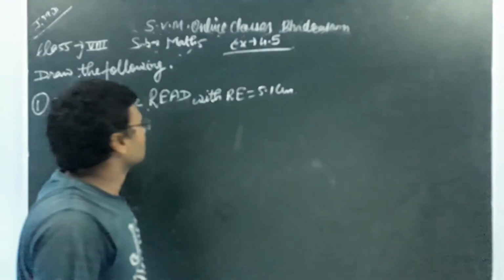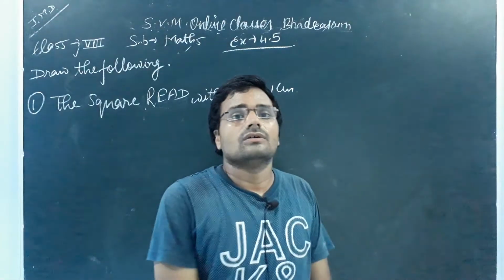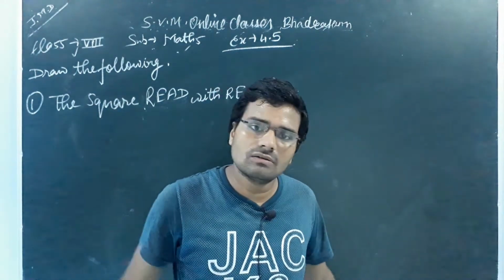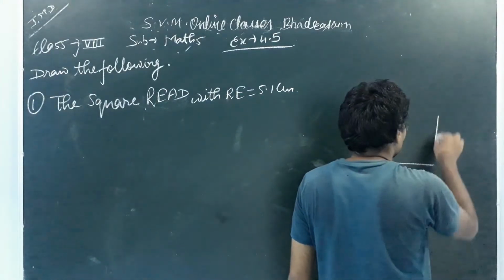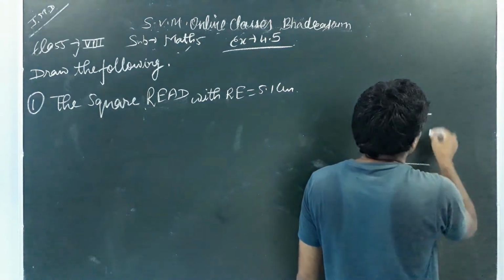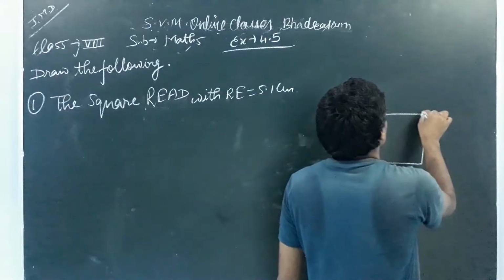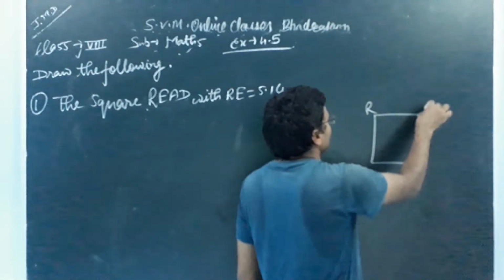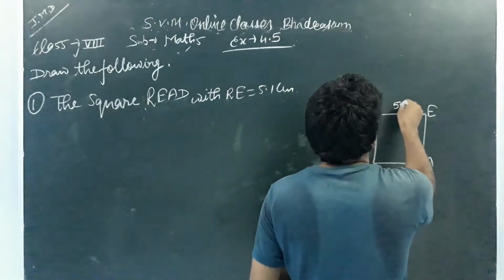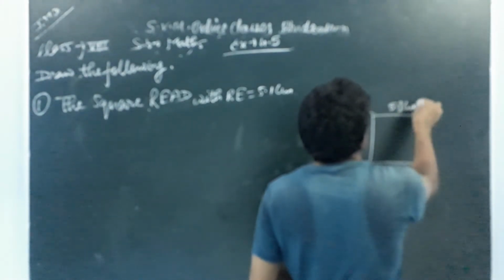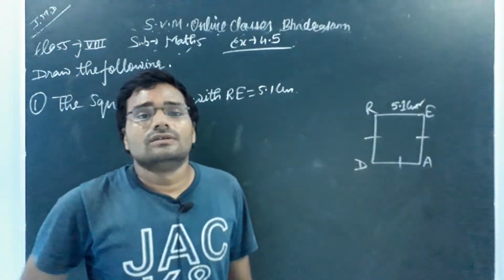Actually we have to draw a square, and as we know very well, in a square all sides are equal, always equal. This is our square READ, whose one side is 5.1 centimeter. Got it? Now all the sides will be of the same measurement, 5.1.